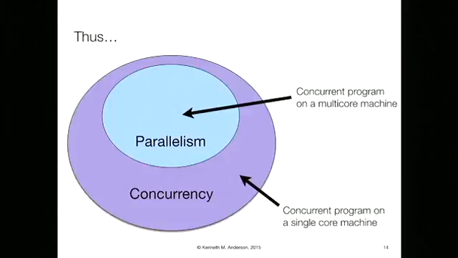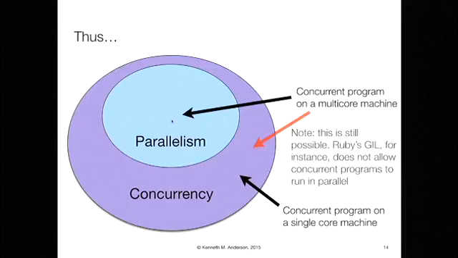So thus, if we go to our Venn diagram, parallelism is a subset of concurrency. So you can have concurrent software systems that are not parallel, right? Or you can also have concurrent software systems that are parallel, truly parallel, and multiple things are happening at once. And it's here that you can start to get really big performance increases over single-threaded programs.